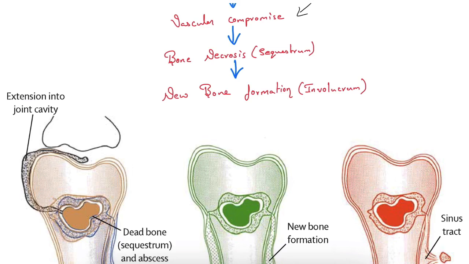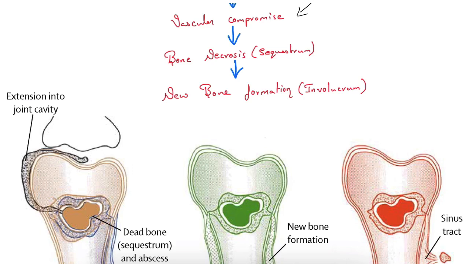Okay, so here because of that pus, vascular compromise will happen. Because of vascular compromise, because of the ischemic condition, the part will get necrosis. That necrosis we call sequestrum. Because of the sequestrum we can see new bone formation, that thing we call involucrum. In chronic infection, it persists due to poor antibiotic penetration into necrotic tissue.